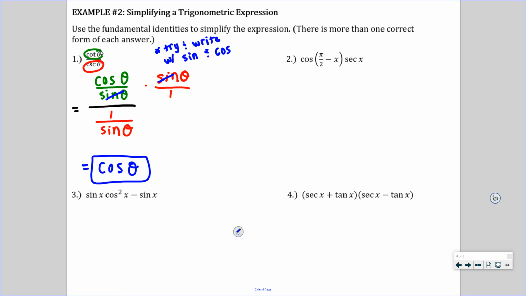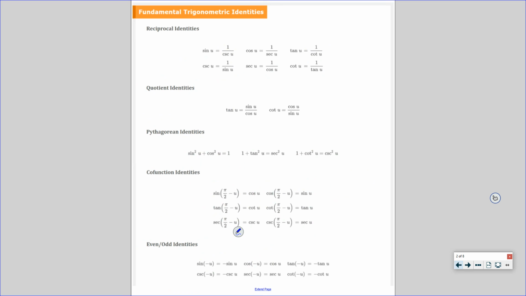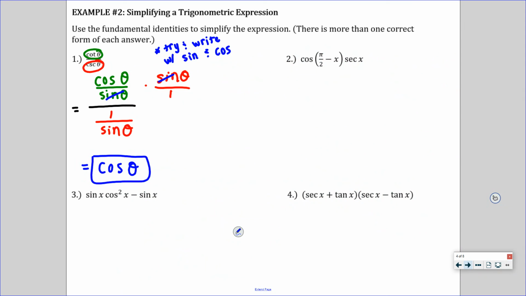All right, let's try one more. Now this one is a pretty dead giveaway of which identity we're going to use. Of your identities, which one does that look like with the pi over 2 minus x? Co-function. Looks like a cofunction. So the cosine of pi over 2 minus x is the same as sine of that angle. The cosine of pi over 2 minus an angle is the same as the sine of that angle. So this is the same as the sine of that angle x. Cofunction identity. If you want to write the identities, you can.